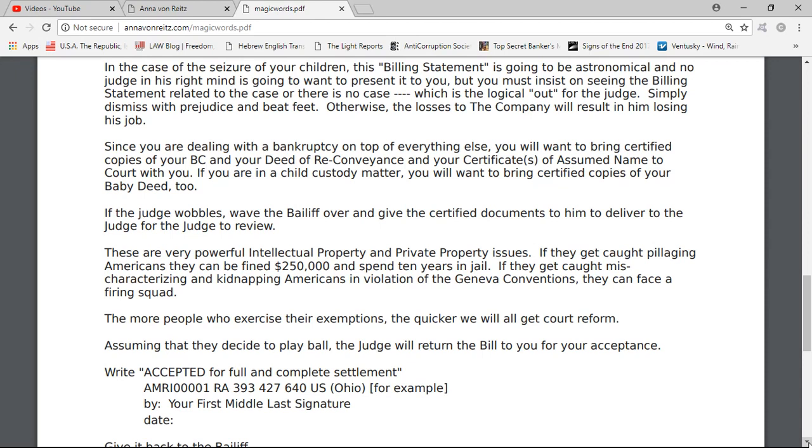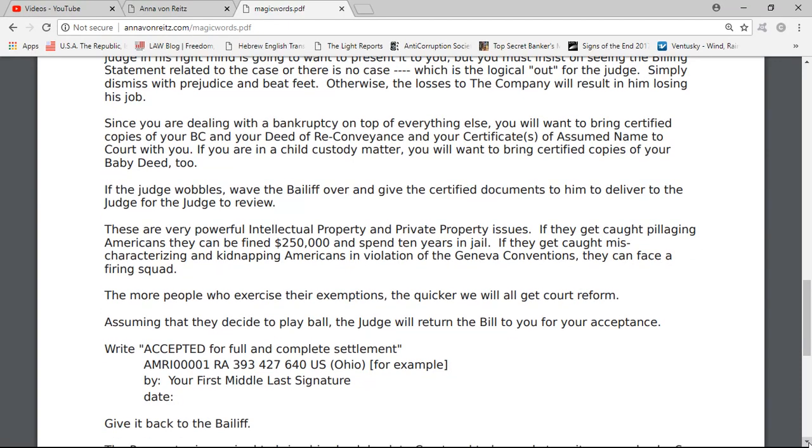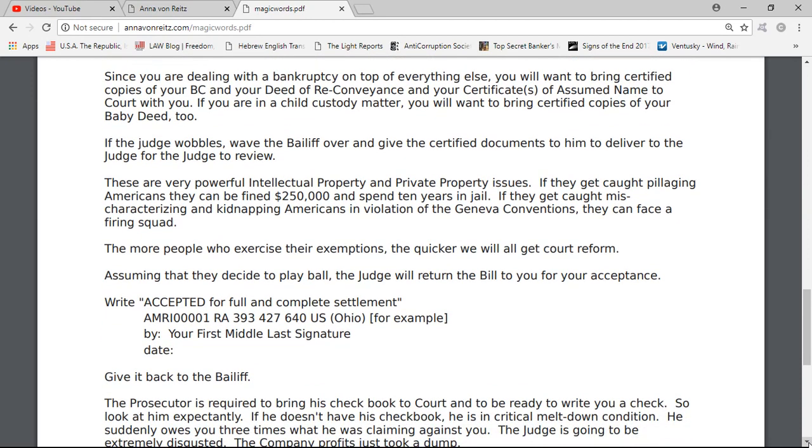In the case of the seizure of your children, and Anna's making a statement here, in the case of seizure of your children, this billing statement is going to be astronomical, and no judge in his right mind is going to want to present it to you, but you must insist on seeing the billing statement related to the case, or there is no case, which is the logical out for the judge. Simply dismiss with prejudice and beat feet. Otherwise, the losses to the company will result in him losing his job.